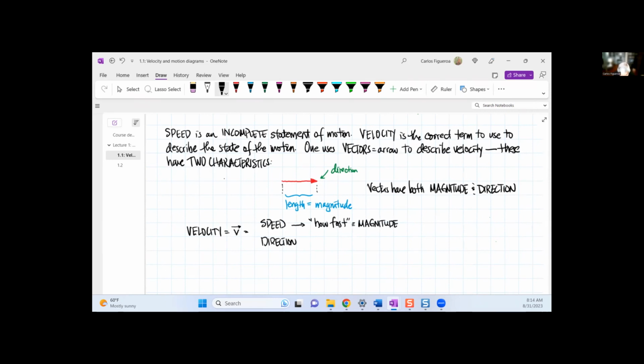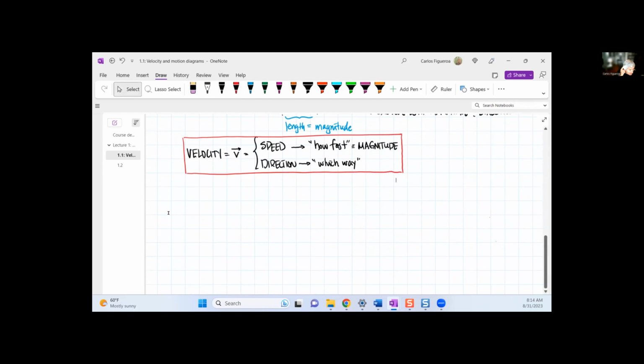On the other hand, the direction is just a direction. So what does the direction tell us? Well, it tells us which way. So this right here is our definition of velocity. It is a vector quantity. Only giving half of it gives you half credit. So how do I write a velocity vector?